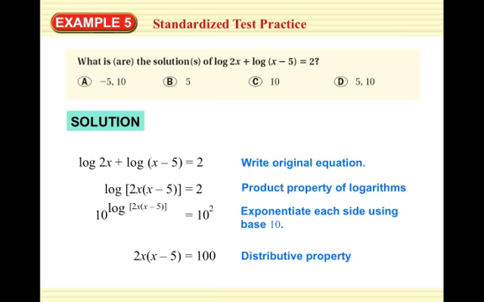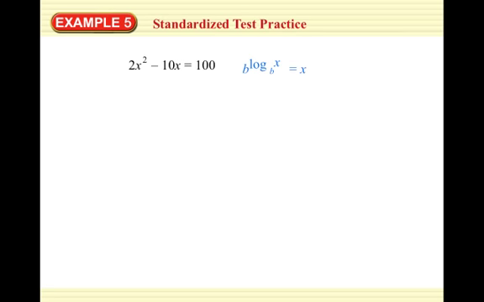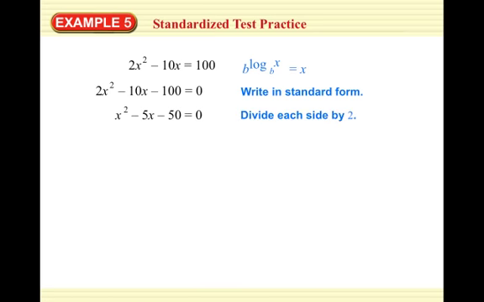What did I do there? Let's go back and look. I just distributed the 2x. We're going to write this in standard form so we can solve it. So 2x squared minus 10x minus 100 equals 0. We can divide both sides by 2 just to make our life easier. So we've got x squared minus 5x minus 50 equals 0, divided by 2 is just 0.